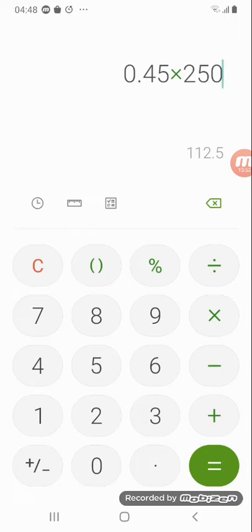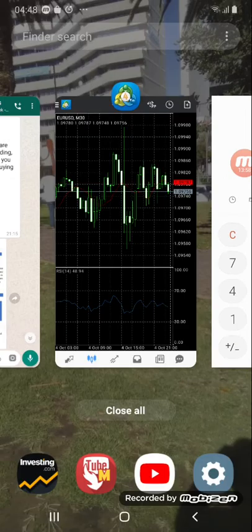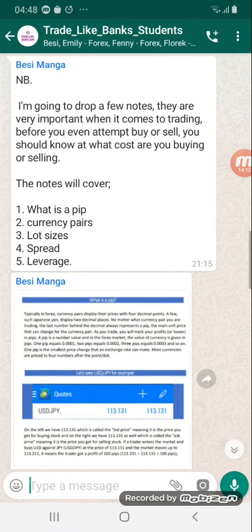Okay, so that's it on lot sizes. Remember, balance divided by 100 will give you your allowable lot size depending on your balance. Okay, so now what is leverage?